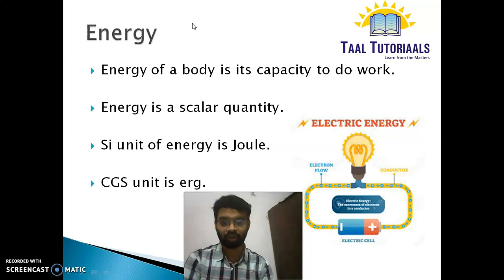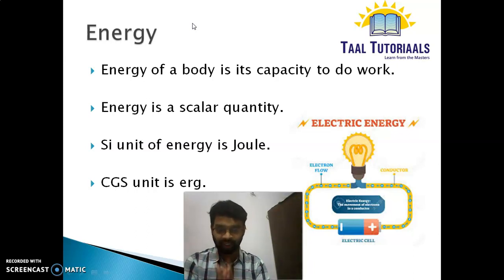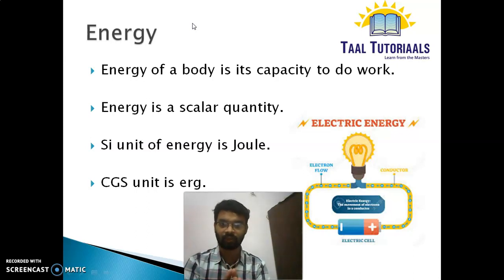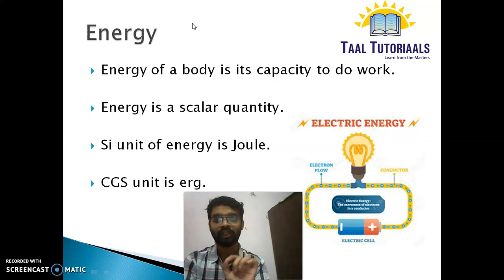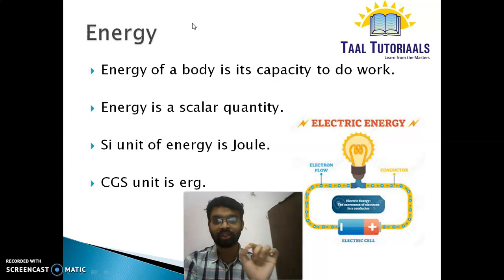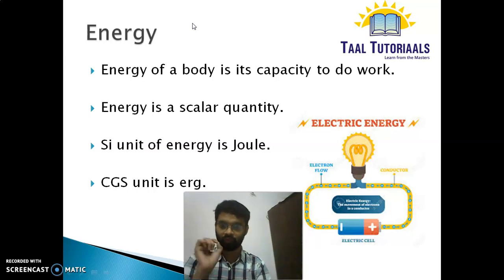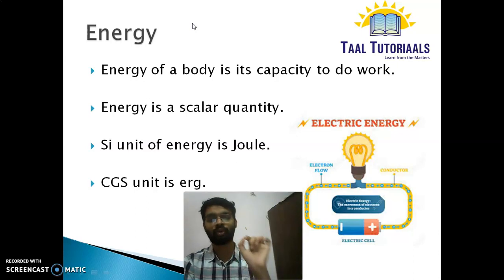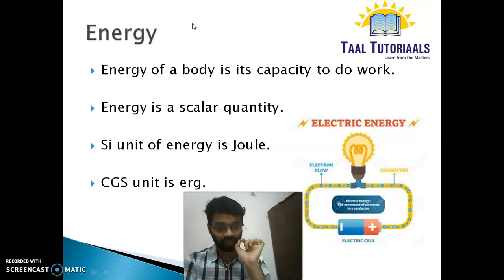Basically, there are many units of energy. The bigger units are watt hour and kilowatt hour. Please note down, class: 1 watt hour is equal to 3.6 kilojoule or 3600 joule. 1 kilowatt hour is equal to 3.6 into 10 to the power 6 joule or 3.6 megajoule.